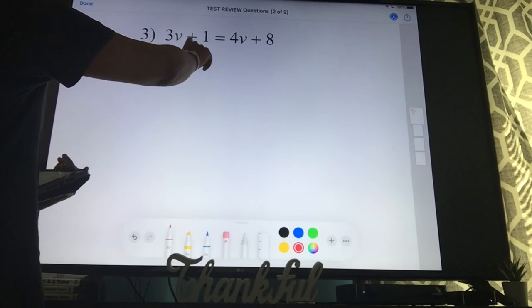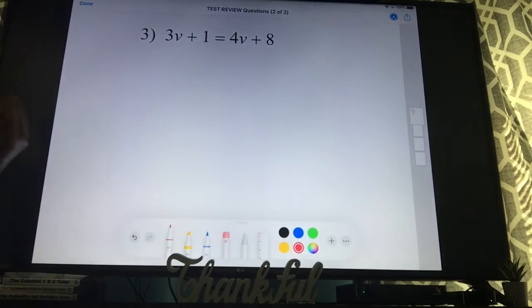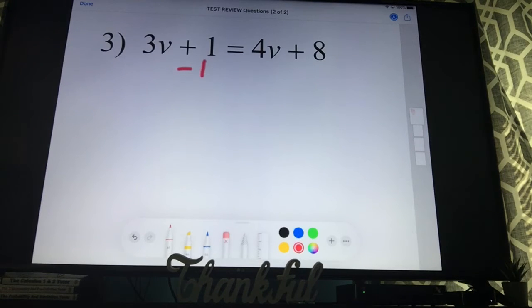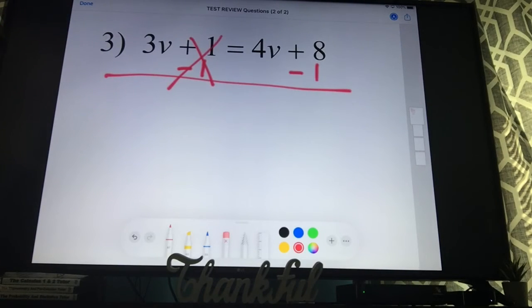Okay, is this a letter or just a number? It's a number, so it needs to move. It's a plus 1, so in order for us to move it, we got to do the opposite. So it needs to be minus 1. Okay, so minus 1. If we do it to one side, we got to do it to the other side. So minus 1. And some people do it like this, and I'm going to show you right now. So they'll just say minus 1 underneath, and then draw a line, okay, and cancel those and say, well, 8 plus 8 minus 1 is 7.